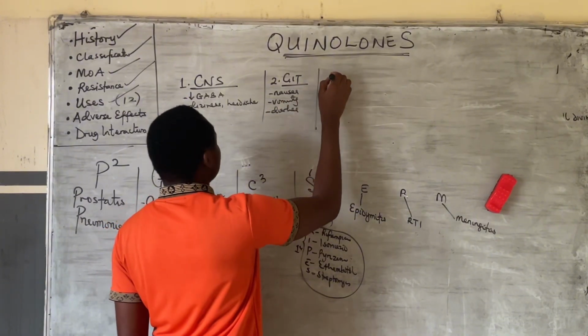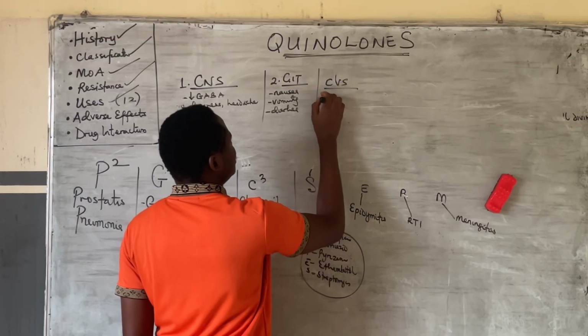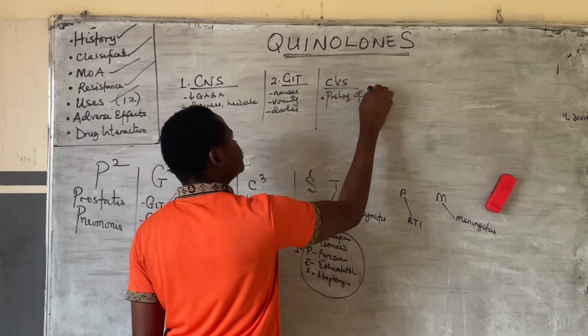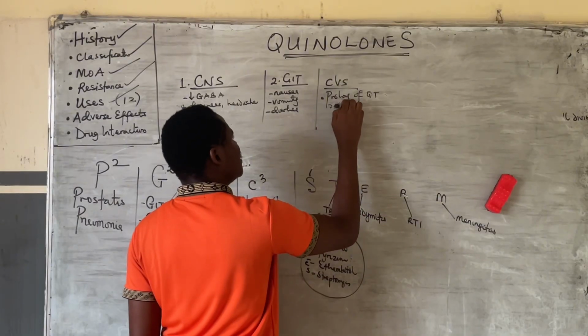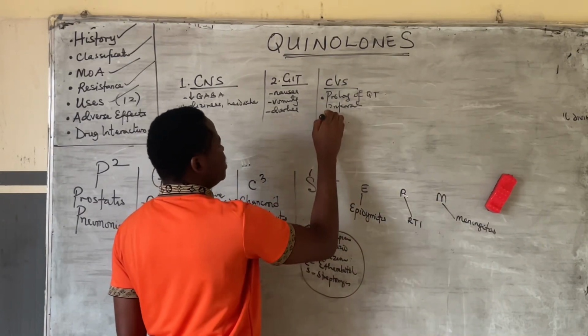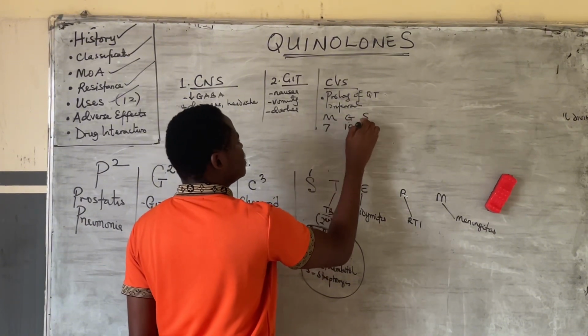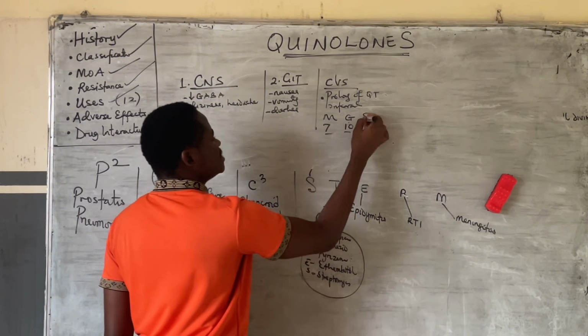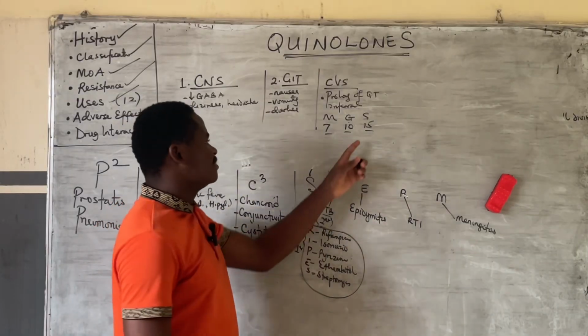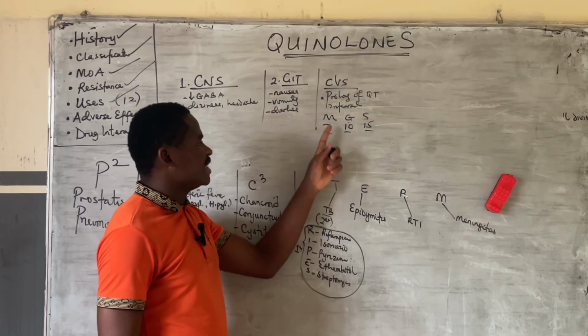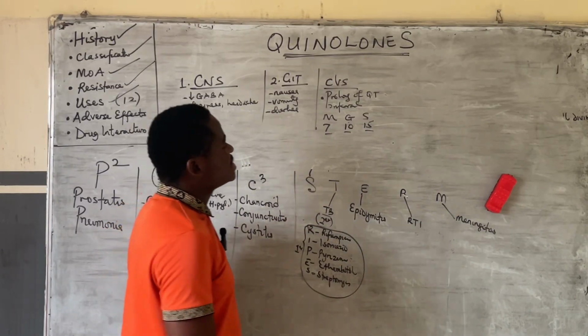Okay, it has some functions on the CVS. It will cause prolongation of QT interval. Now, another important MCQ question was mentioned here, the MGS. That is 7, this is 10, this is 15. That means sparfloxacin will take about 15, the prolongation 15, the gemifloxacin about 10, and then the moxifloxacin about 7.